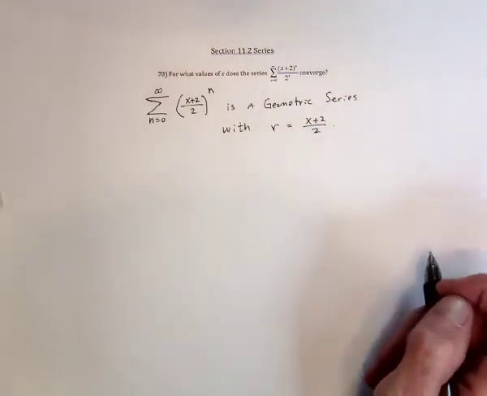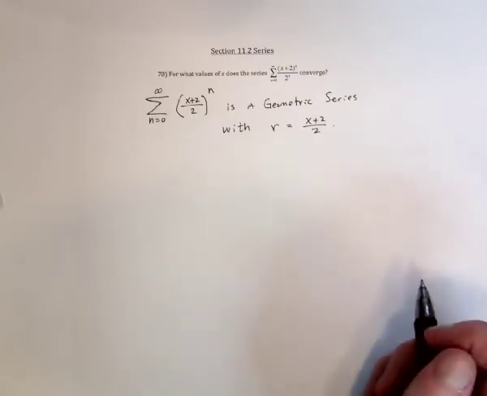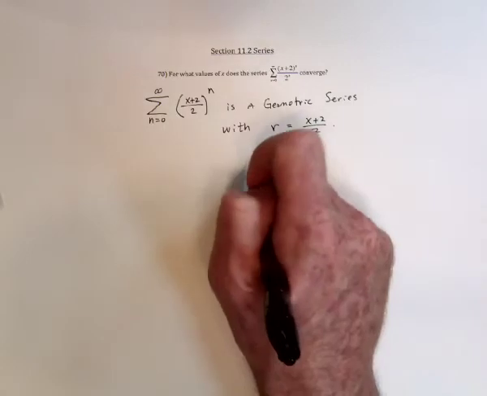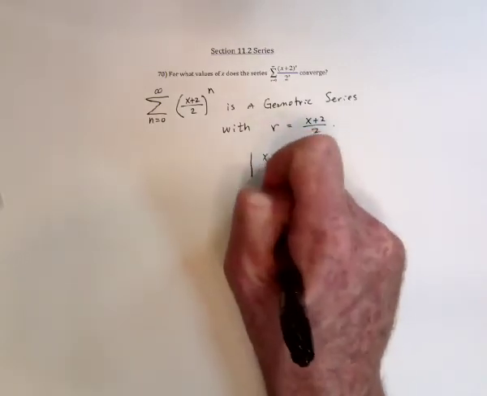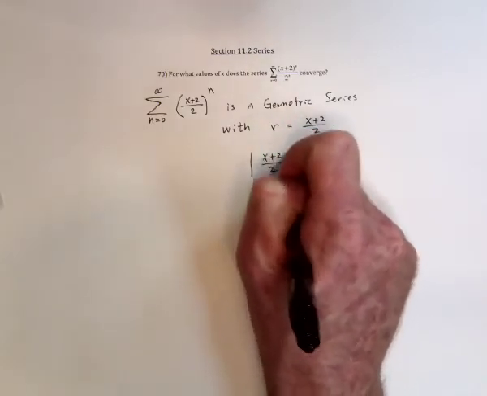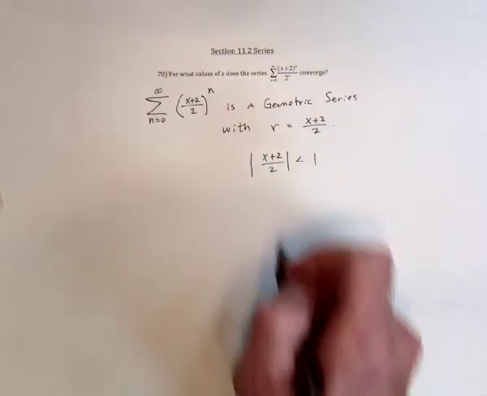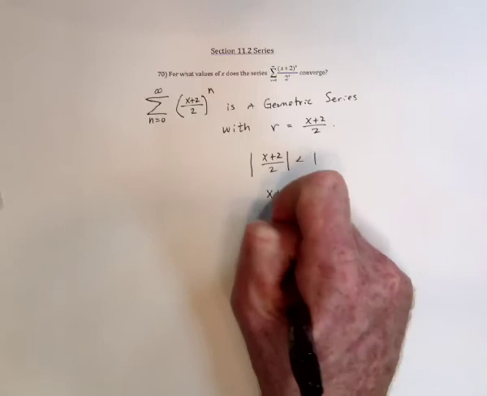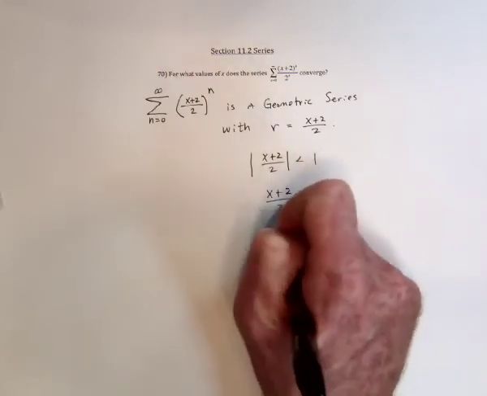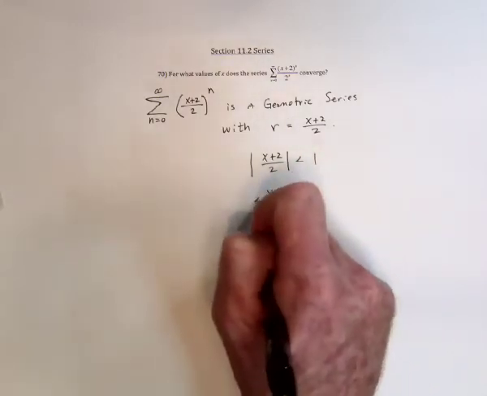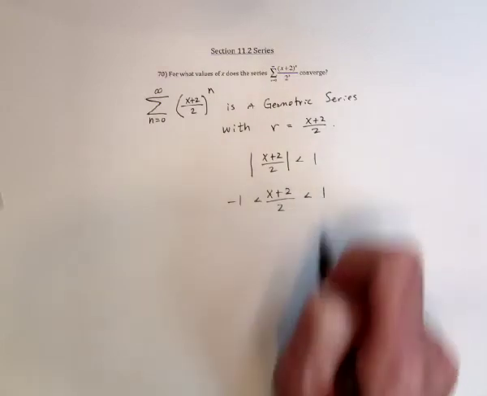The rule for a geometric series is that it will converge if the r is less than 1, and in absolute value, because it could be positive or negative. So we say the absolute value of x plus 2 over 2 has to be less than 1. Now solve this absolute value inequality. So take x plus 2 over 2 and sandwich it between a negative 1 and a positive 1.